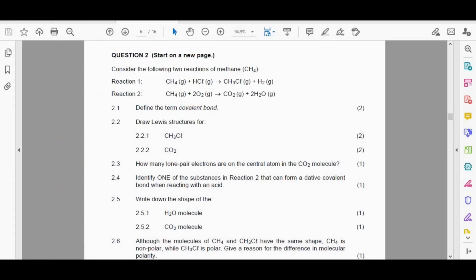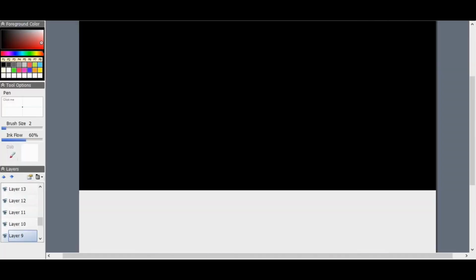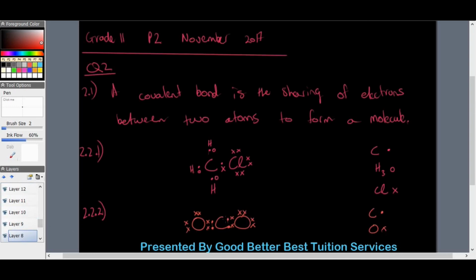2.3, how many lone pair electrons are on the central atom in the carbon dioxide molecule? So let's go back to our previous page and pull up the carbon dioxide molecule. Tell me, people in the class, are there any lone pairs on the central atom in CO2? Can somebody please, with a good pair of eyes, tell me what is the central atom in carbon dioxide? Give me the name. Anybody? Central meaning the one in the middle.